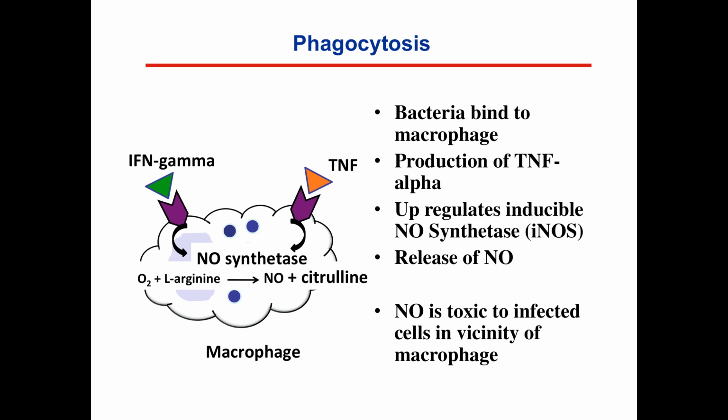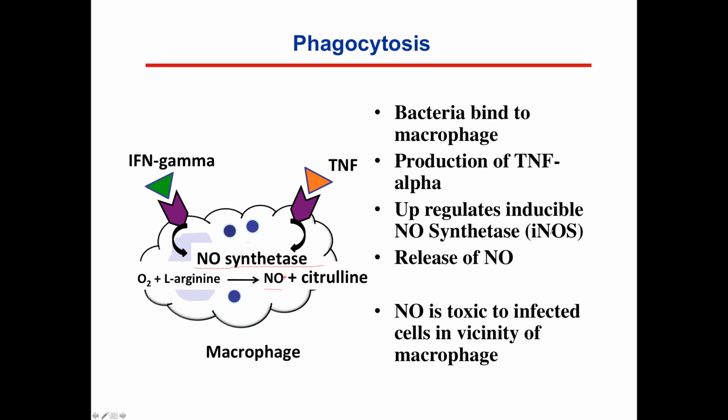Now, another toxic species is nitric oxide. Nitric oxide is produced by nitric oxide synthetase. This is relatively new, I guess. Not for you, but for me, because I remember when there used to be no nitric oxide. But in the 1990s, it was discovered that there was an enzyme called nitric oxide synthetase that produces nitric oxide, which is also a radical, and it's toxic to infected cells in the vicinity of macrophages. It reacts very quickly, and so it doesn't diffuse very far.